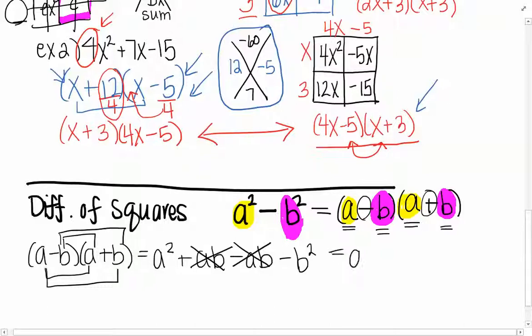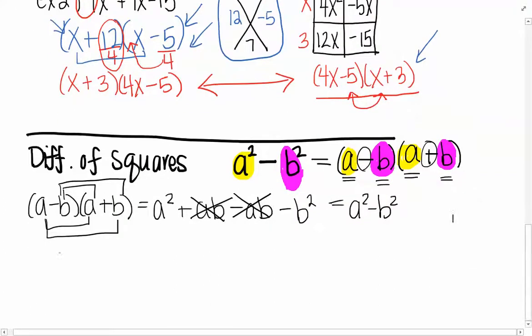And so we just get a squared minus b squared. So the process to these, let's do an example, is first identifying what is being squared. So let's say we have x squared minus 64. You've got to know your squares pretty well here. X squared is an x being squared, obviously, but 64 is an 8 being squared.